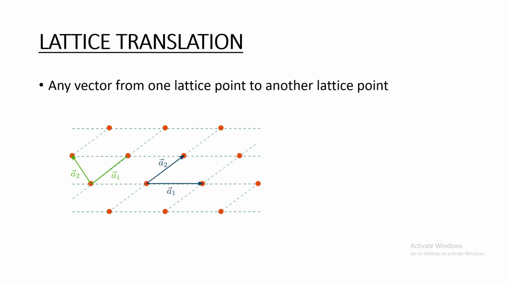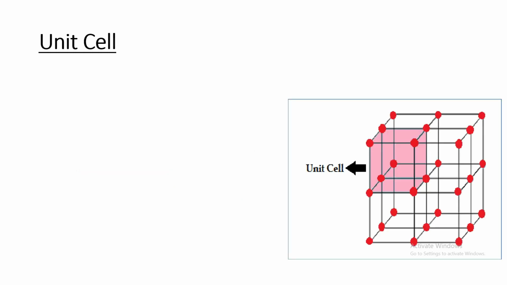Now in this section, we will look at what geometrical crystallography is. First let us see what is meant by lattice translation. Lattice translation means any vector from one lattice point to another lattice point. You can see that this is one lattice point. If you move from this lattice point to another lattice point, this is a lattice translation. It can move like this, it can move like this. These are called lattice translations.